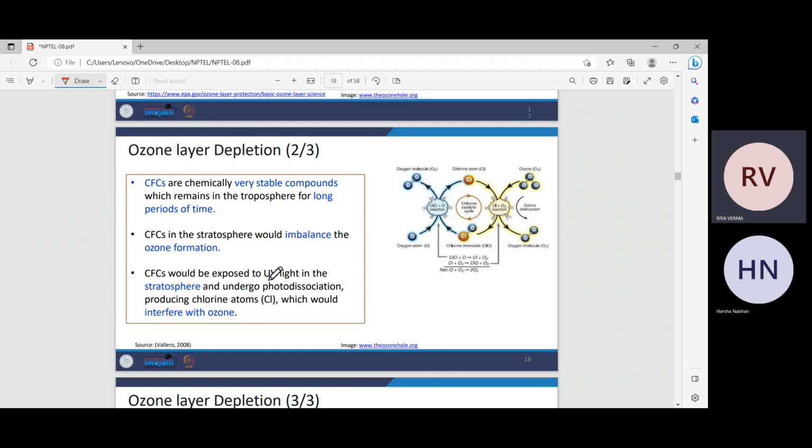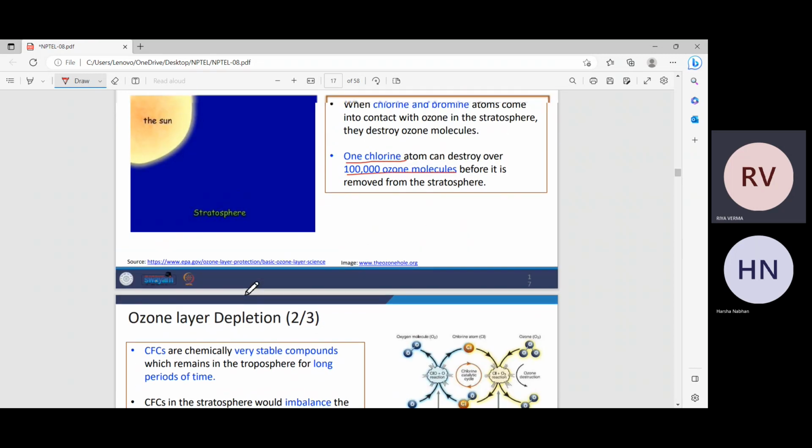How do these CFCs release the chlorine atoms? Basically, these chlorofluorocarbons, that is a single compound, when it is exposed to UV light in the stratosphere, it undergoes photodissociation. Due to the presence of that light, it undergoes dissociation, and thus it produces chlorine atoms. And these chlorine atoms start interfering with the ozone in the stratosphere.